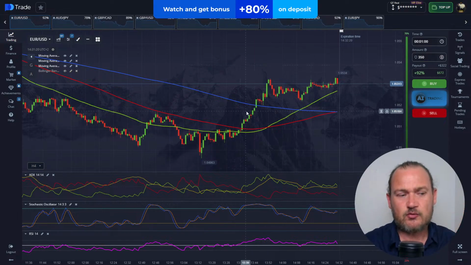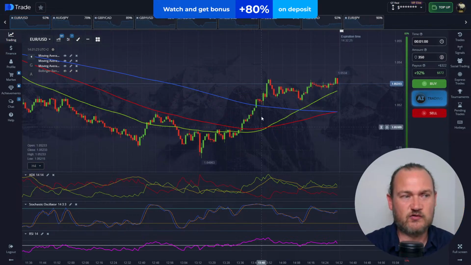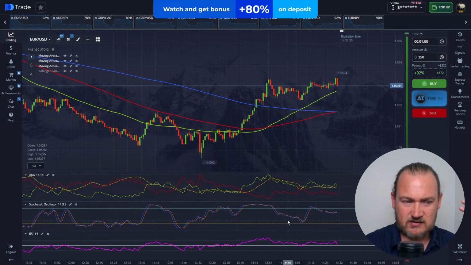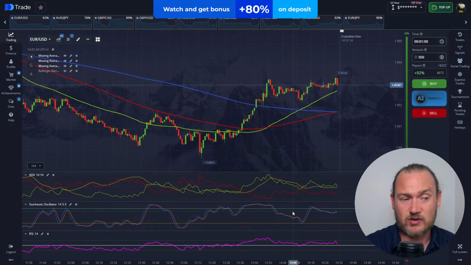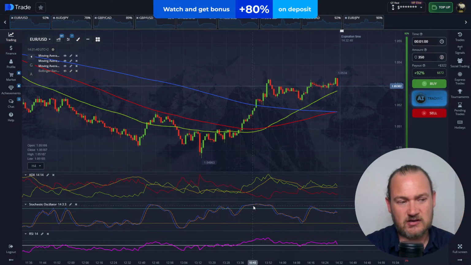So this is how we read the movement of price. We need to understand what is very important. Whatever indicator it is that you're using, you need to understand what it is showing you. So this is showing me that the momentum is really strong in the current move.